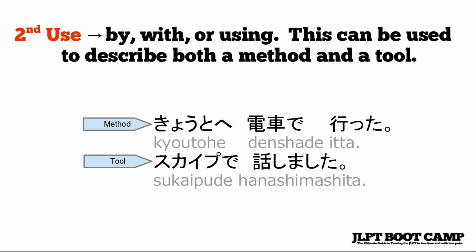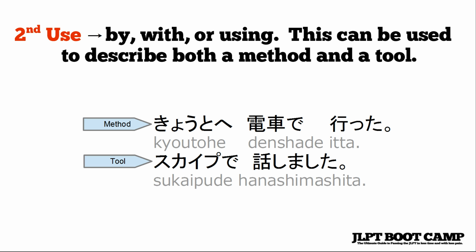Now, the second use of de means by, with, or using, and this can be used to describe both a method and a tool. In English, we use by for a method and with for a tool. But in Japanese, we combine those, it's always de. So for example, method: Kyoto e densha de itta. So I went to Kyoto by train. And that's the method. I went to Kyoto, so we use de with densha.